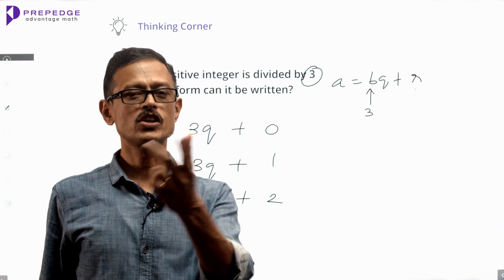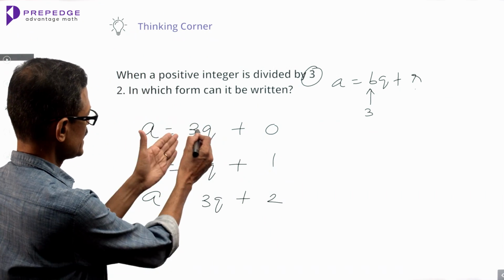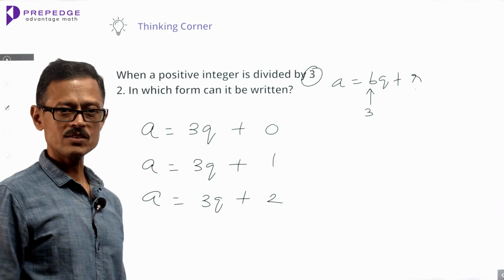என்னென்னலாம் ரிமைண்டர் இருக்க முடியும்? 0, 1, 2. அப்படி இருந்தா இந்த நம்பர் a எப்படிலாம் எழுத முடியும்? You can write it as 3q or 3q plus 1 or 3q plus 2.